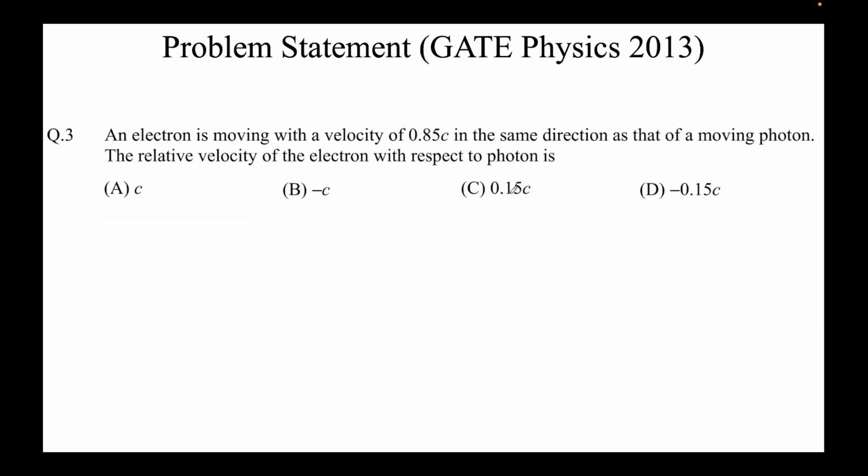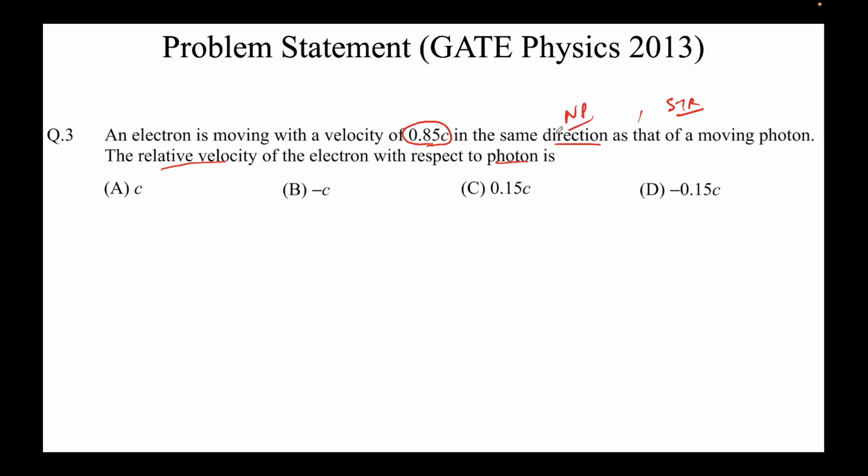Now based on this concept, we'll try to solve a problem. This problem was asked in the GATE 2013 exam. The problem says that an electron is moving with velocity of 0.85 c in the same direction as that of a moving photon. The relative velocity of the electron with respect to the photon is. It's important to identify whether this is a problem of nuclear particle physics or special theory of relativity. Whenever you see the speed of light mentioned, along with terms like relative velocity, same direction, and photon, most likely it will be a problem of special theory of relativity, not nuclear particle physics. If you see enough problems, you'll realize that.